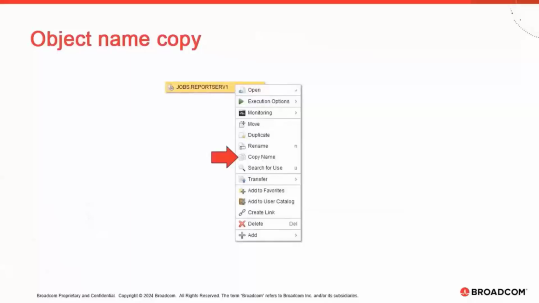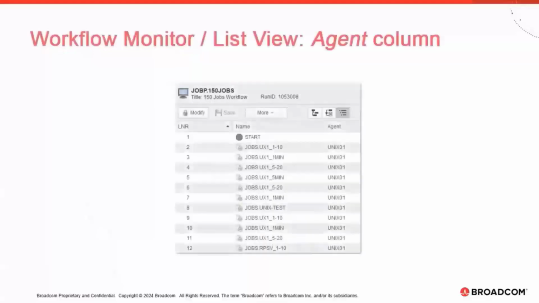Version 24 now allows you to copy the name of an object in the copy-paste clipboard. You can right-click any object, click Copy Name, and then paste the string elsewhere, say in Notepad or in a URL. We've added the agent column in the list view of the workflow monitor. Select the workflow monitor on any workflow, switch to the list view, and you'll see the agent column, which you can move closer to the task name as needed.